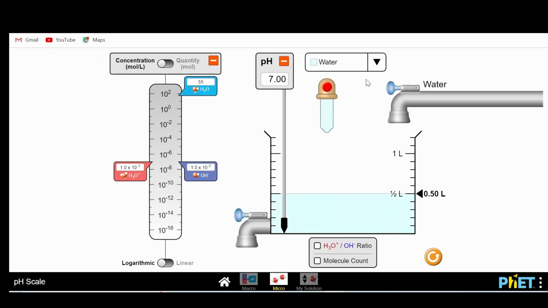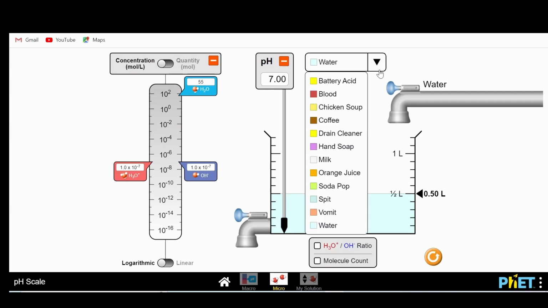On this simulation, we have various examples of acids and bases. Given here are the battery acid, blood, chicken soup, coffee, drain cleaner, hand soap, milk, orange juice, soda pop, spit, vomit, and water. We'll be using the pH to help us investigate these acids and bases, and also through all this get to understand what the pH scale is and how it works, and how to calculate the pH value of any solution. The pH simply refers to per hydrogen ion concentration in a solution.